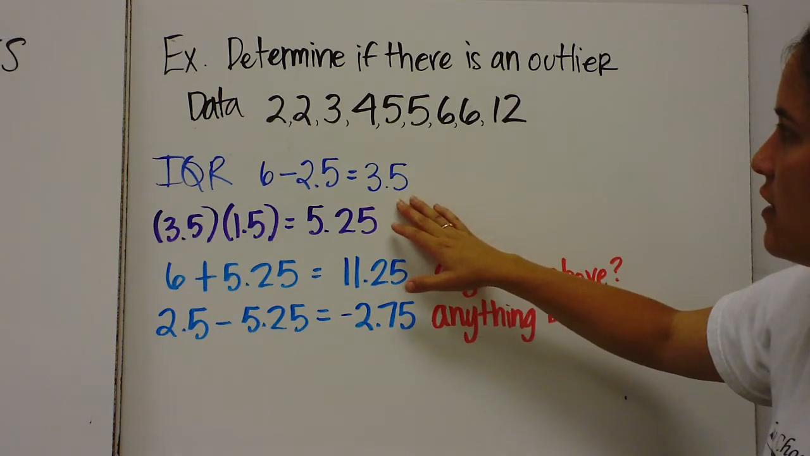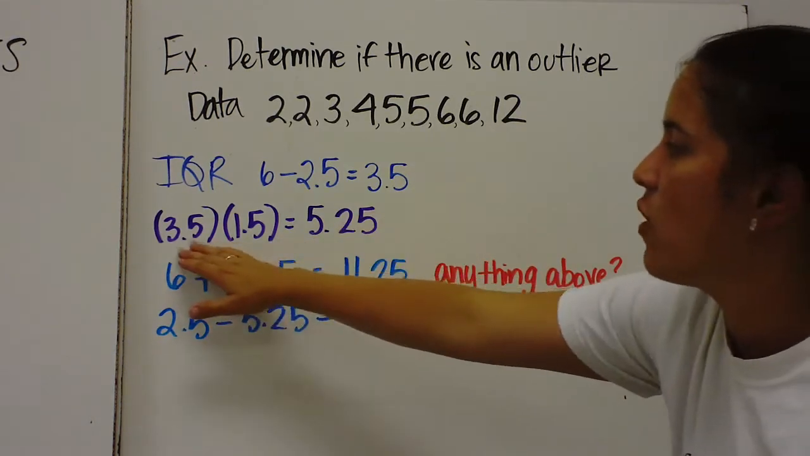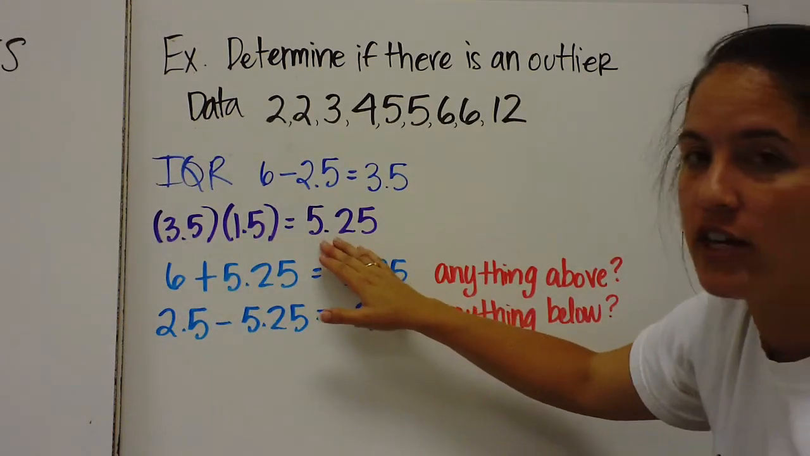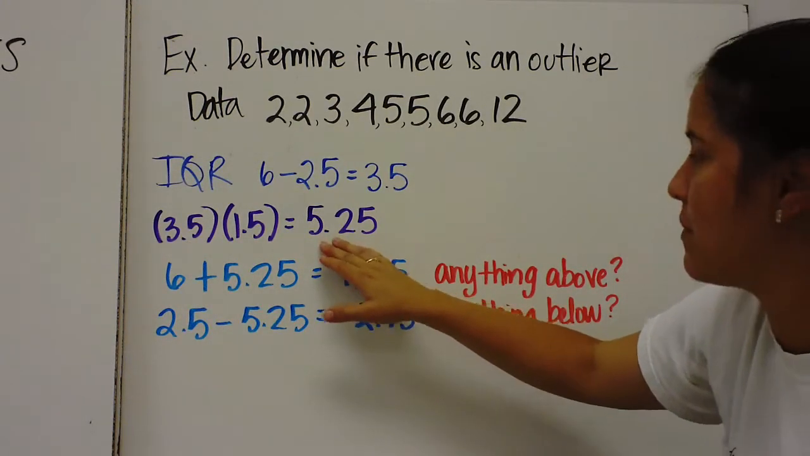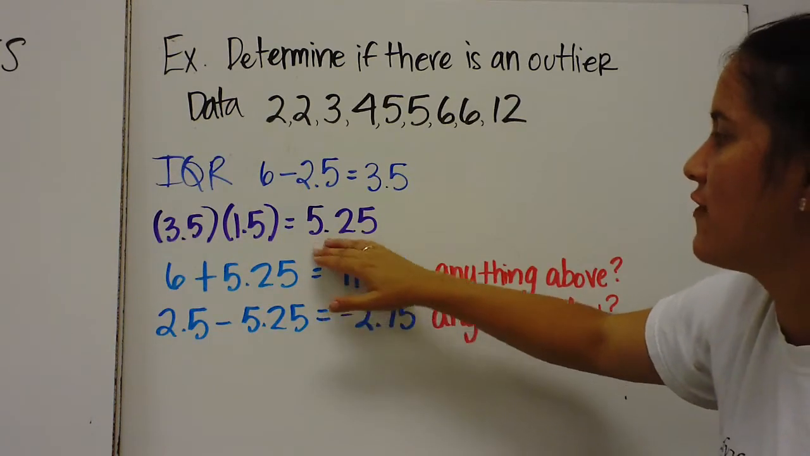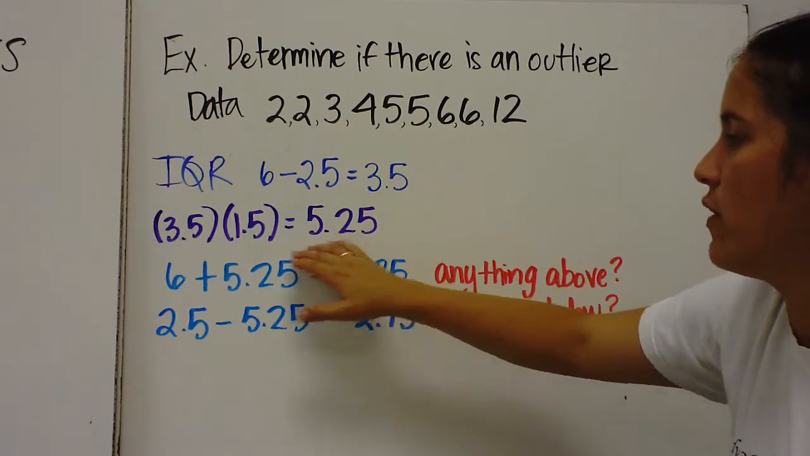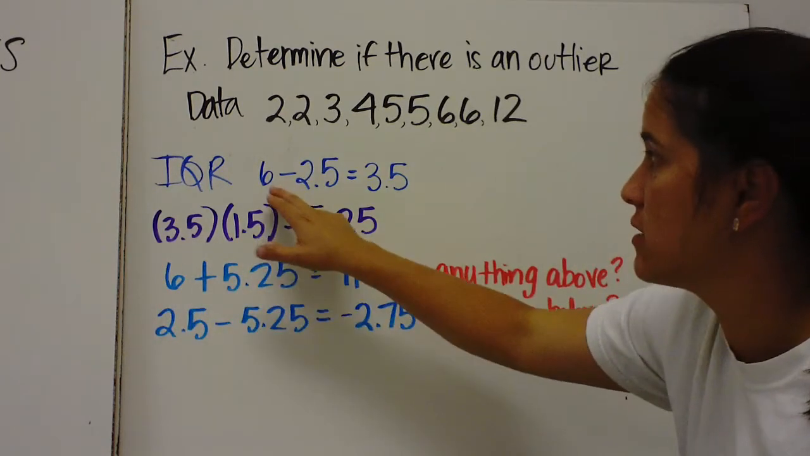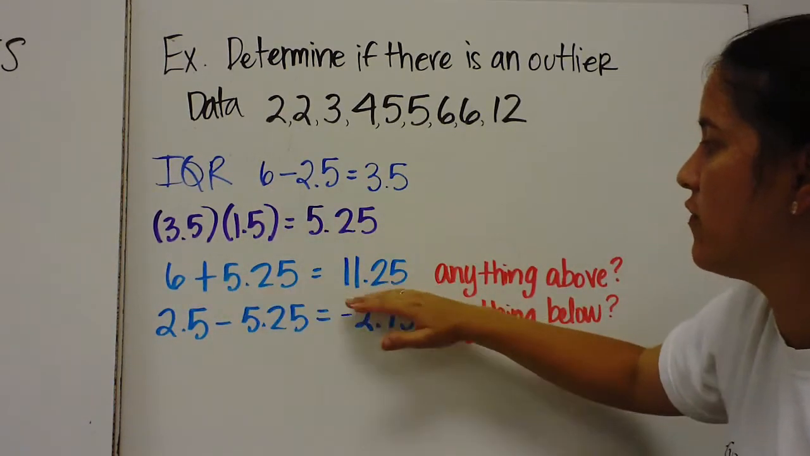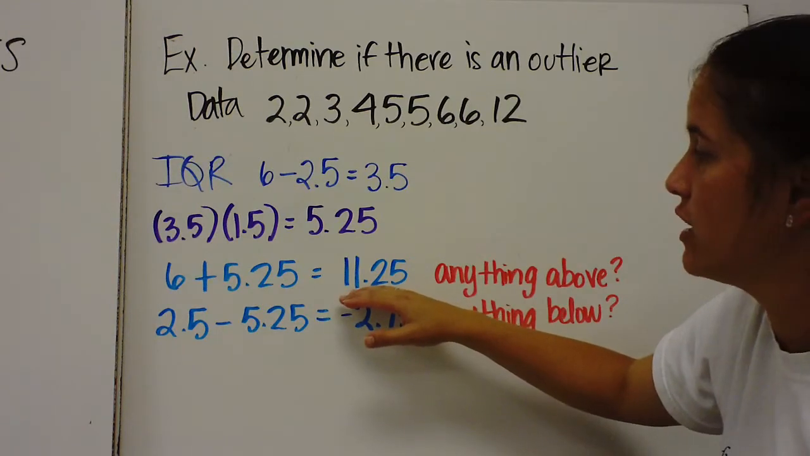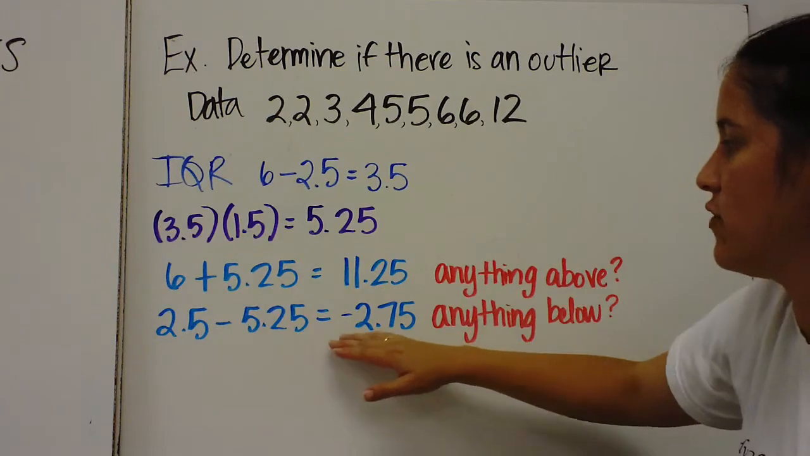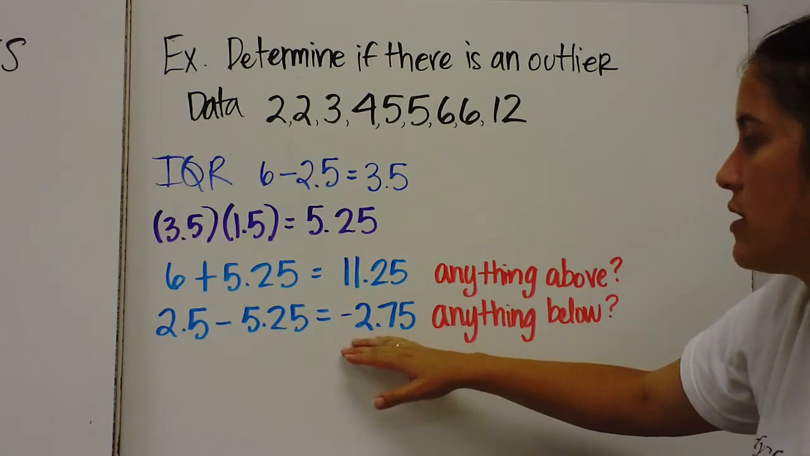And then the IQR times 1.5. 3.5 times 1.5 is 5.25. Again, it's not always going to be. It just happens to be. So we have to find the IQR, then multiply by 1.5. So we add it to the third quartile. 6, the third quartile, plus 5.25 is 11.25. And then we subtract it from the first quartile. Minus 5.25 is negative 2.75.